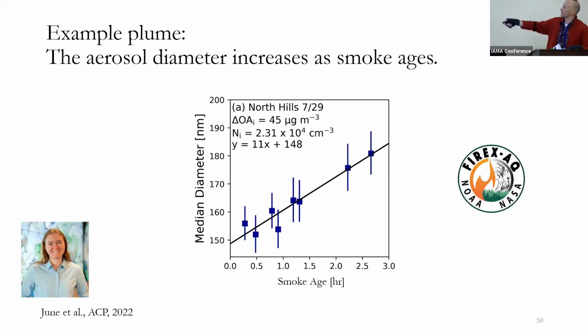And she calculated what the median diameter of the size distribution was in those cases. And it was growing every time it went downwind. If we take away the noise, it's growing. And in this case, it was growing at 11 nanometers per hour. From this alone, we don't know that that's coagulation, but she will test that, and I'll show that in a slide or two.